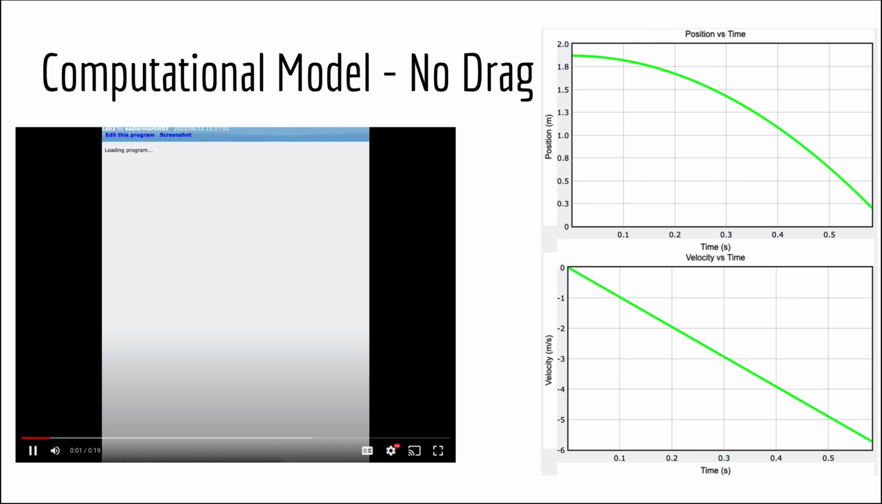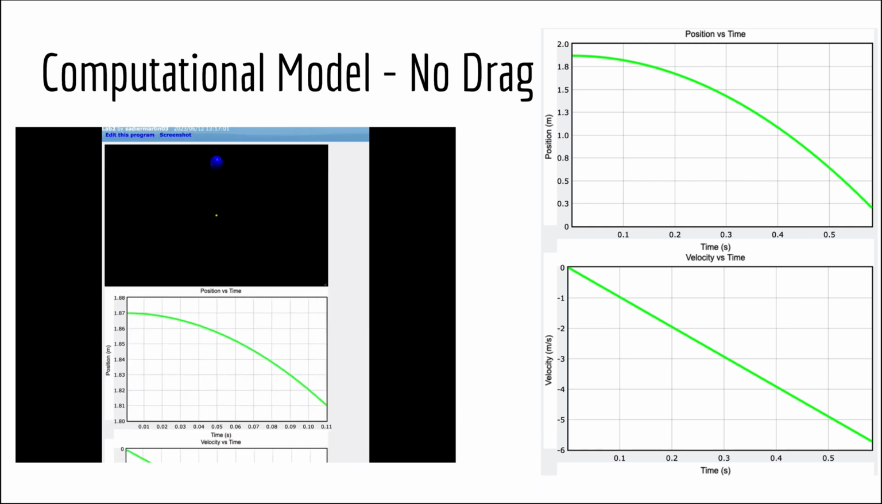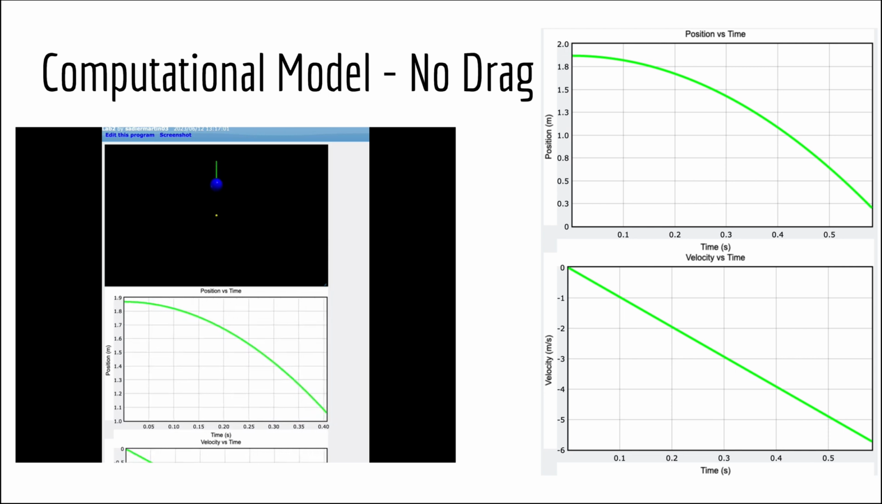Here you will see the computational model negligent of the effects of drag. Notice the time-velocity graph has a constant slope. This is because the net force is constant as the velocity changes over time.